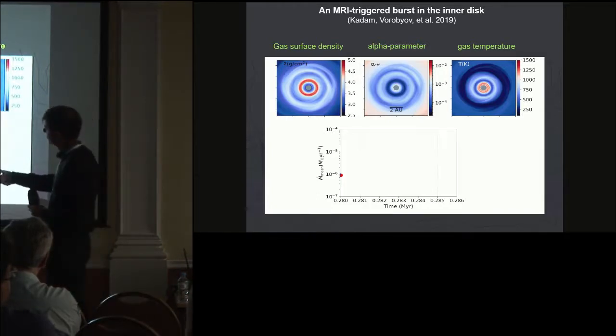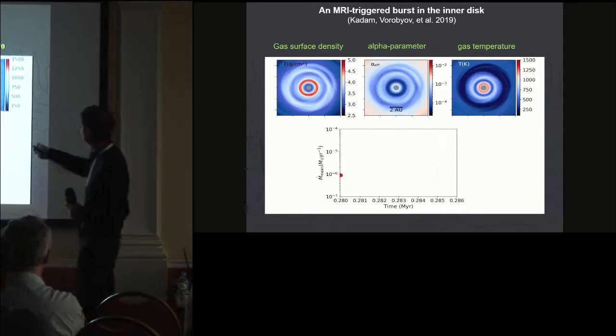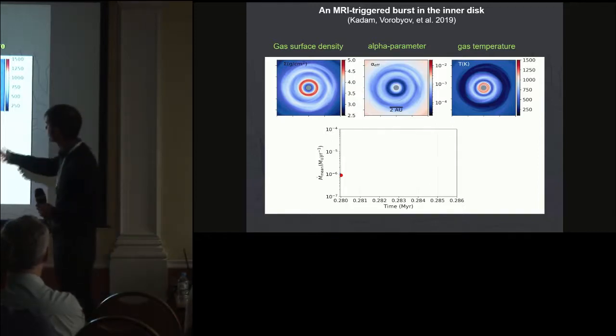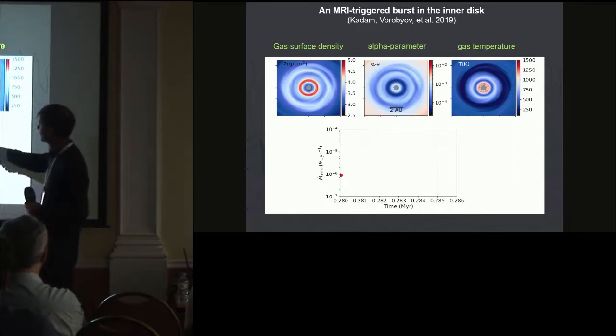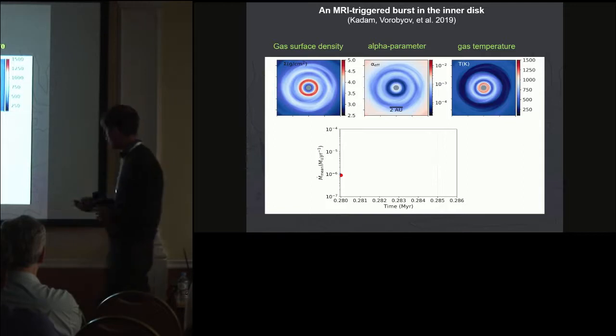So this is a dead zone. This very dense ring is a dead zone. You can immediately see it's cold here. This is temperature. It's cold. Only the very inner regions are relatively hot here. And this is alpha, the effective viscous alpha. And again, it's very low, 10 to the minus 4, even lower. And here we'll see the mass accretion rate.